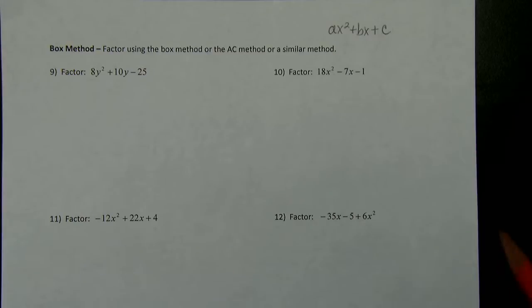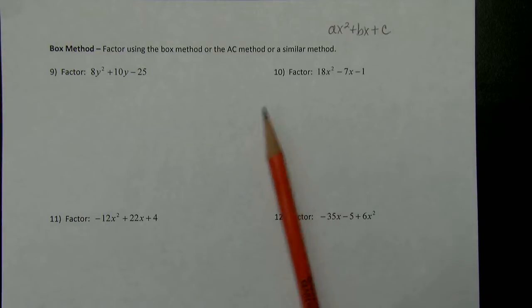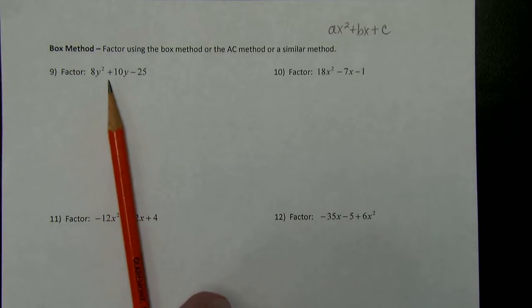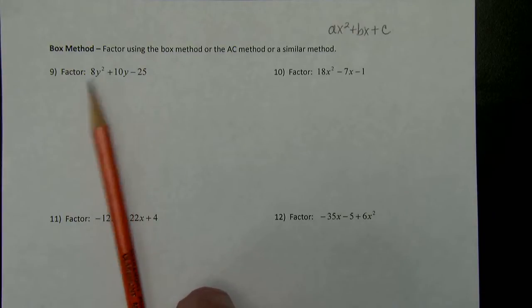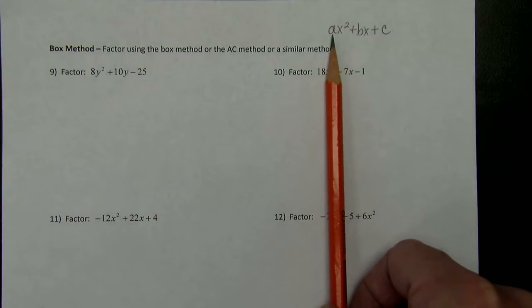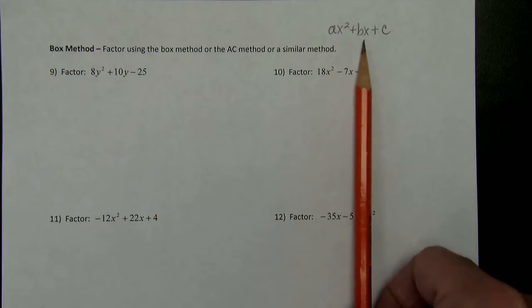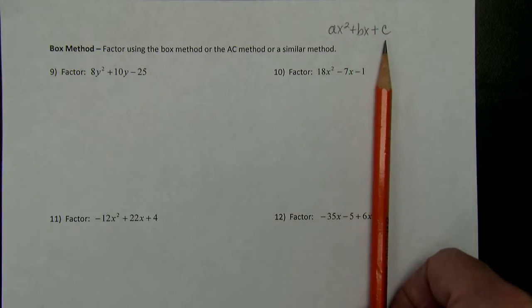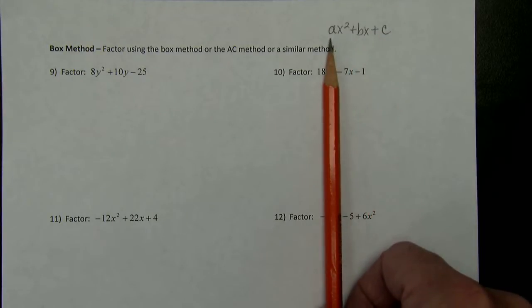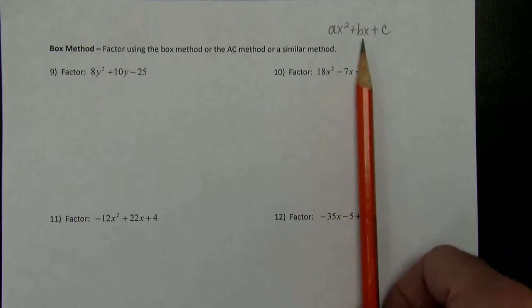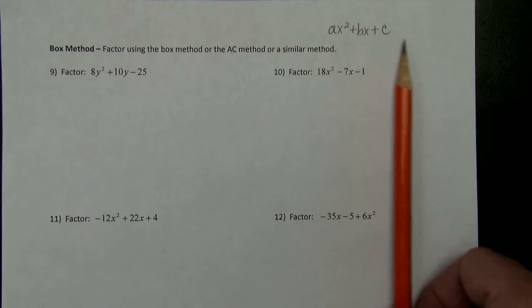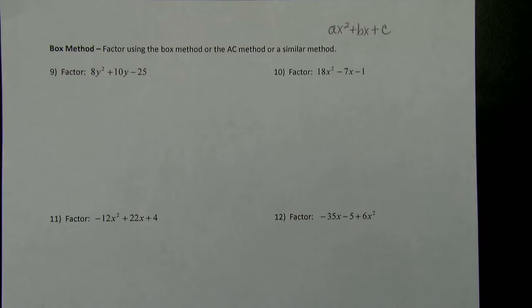So the first thing is a quadratic expression like this, an expression that starts with the highest degree term being a 2. We think of it as ax squared plus bx plus c in standard form. So the number that's in front of the x squared, we call that a. The middle number is called b, and the constant term on the end is called c.